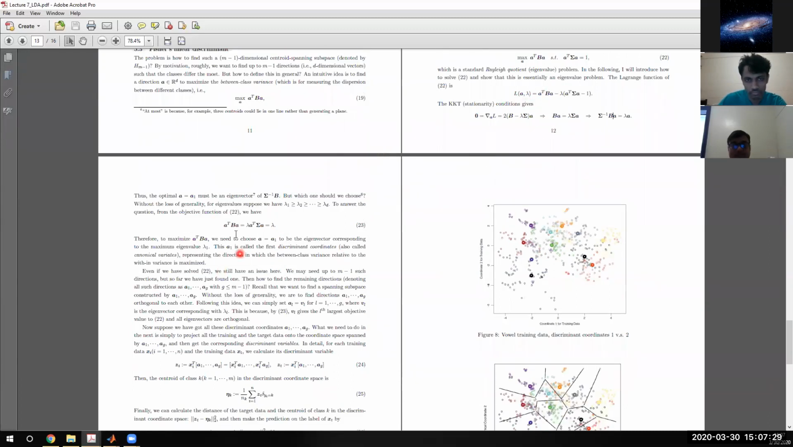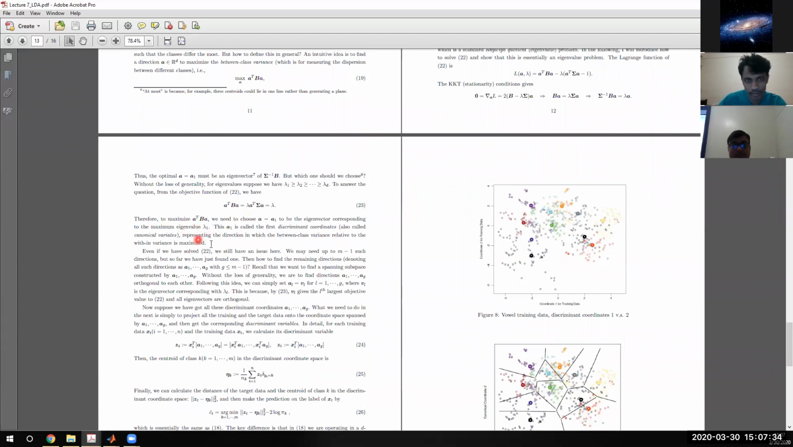So using this way, we can first get the maximum eigenvalue lambda 1. Remember, we need to find n-1 such directions rather than just one direction. So A1 of course is the eigenvector corresponding to the maximum eigenvalue. This is going to be the first direction. After getting the first direction, how to get the second direction? Usually, for a spanning subspace, we want to find these coordinates such that they're orthogonal to each other, right?